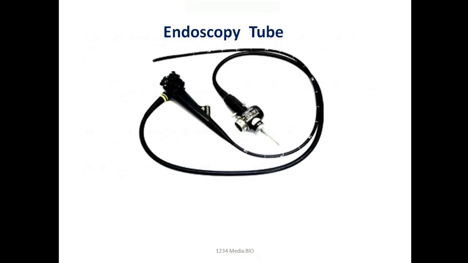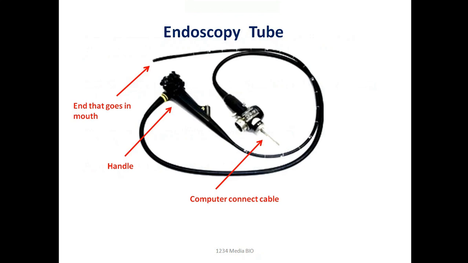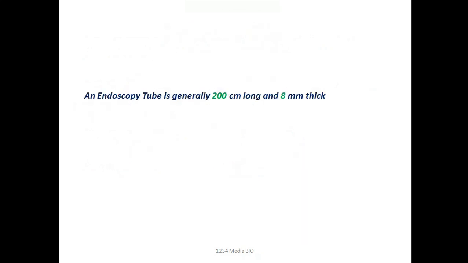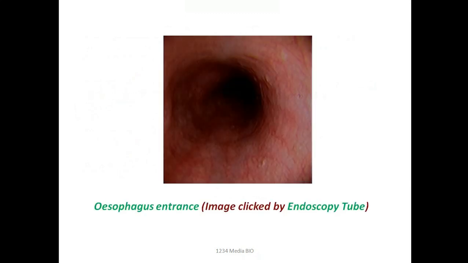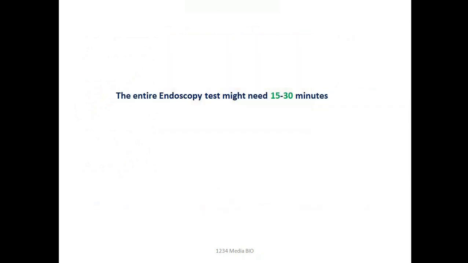So that's an endoscopy tube. That's the end that goes in the mouth, that end is connected to the computer, and that's the controlling handle. See the picture carefully. An endoscopy tube is generally 200 centimeters long, and 8 mm thick. See, that's a picture clicked by the endoscopy tube, once it entered the esophagus. The entire endoscopy test might need 15 to 30 minutes.